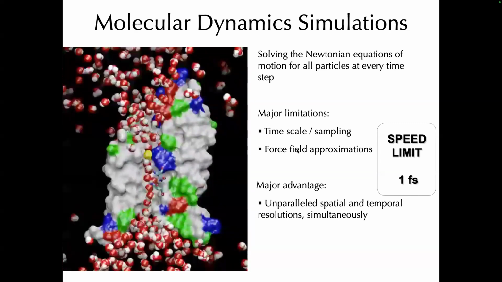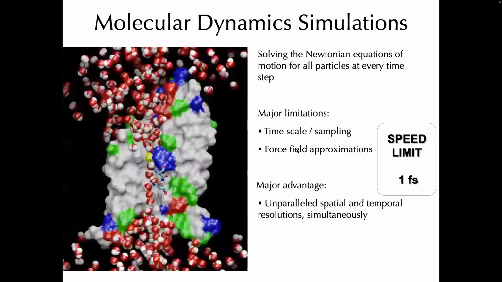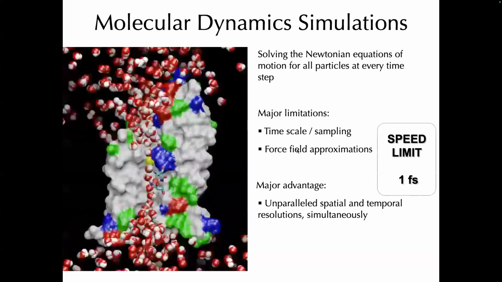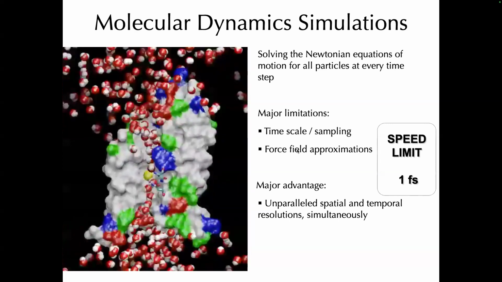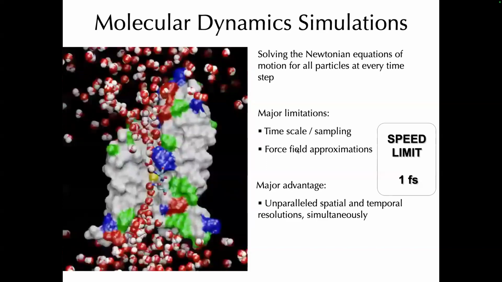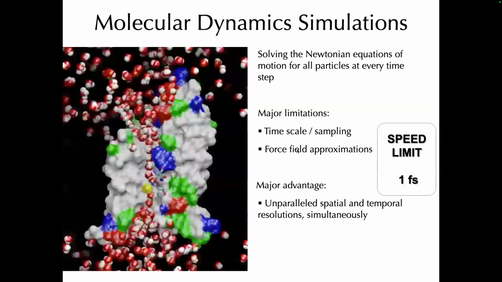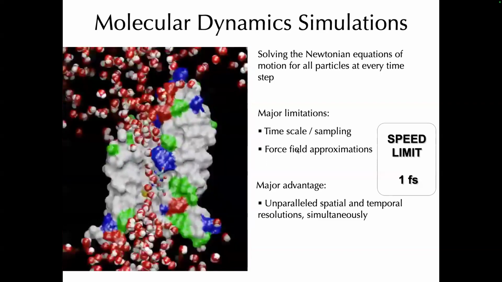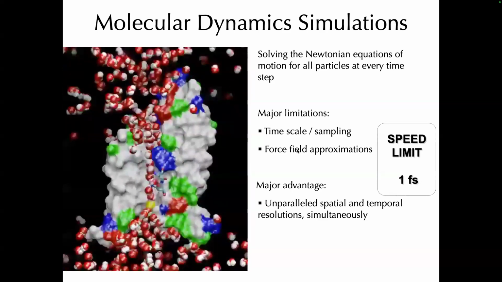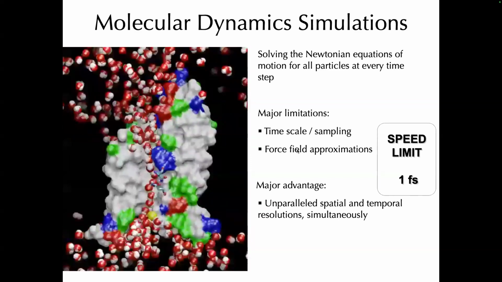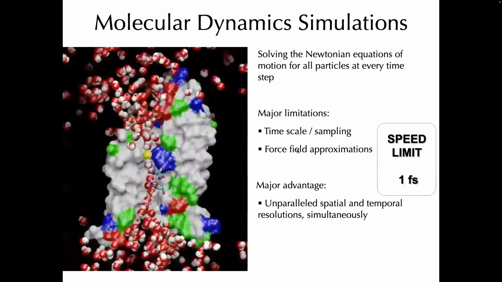Despite all these disadvantages, I would claim that there is no other technique in science that can give you unparalleled spatial and temporal resolutions simultaneously at this level. One femtosecond resolution, and you can keep track of the position of every atom every 1 femtosecond or every 2 femtoseconds during your simulation. There is no experimental technique that can do that, right? It even defies the uncertainty principle, actually. Here you can even go down to attosecond if you want. No problem. So that's a very powerful aspect of it.